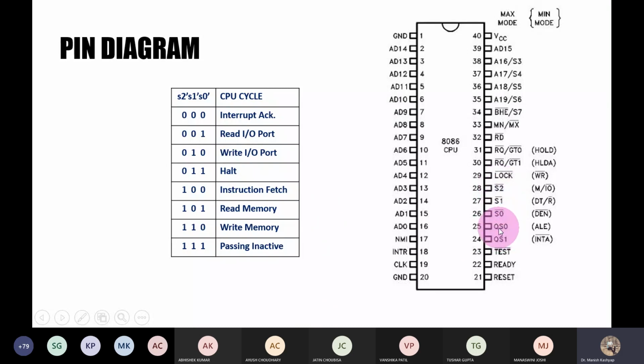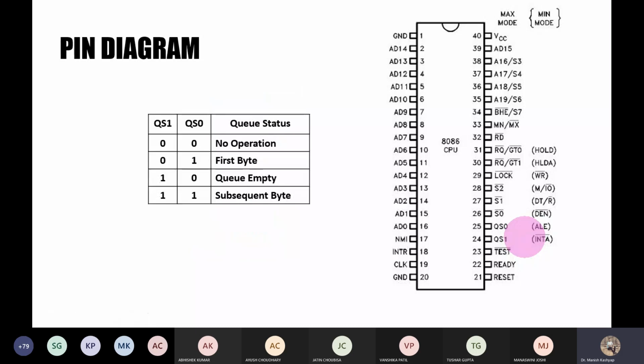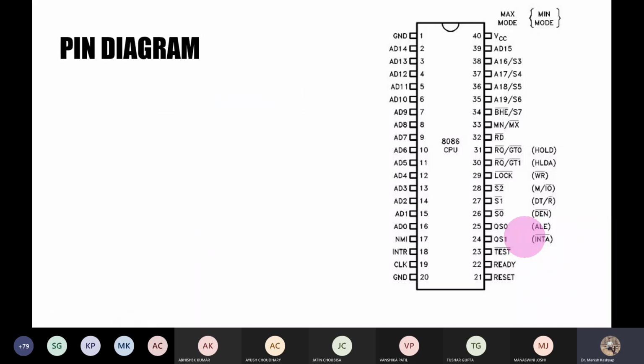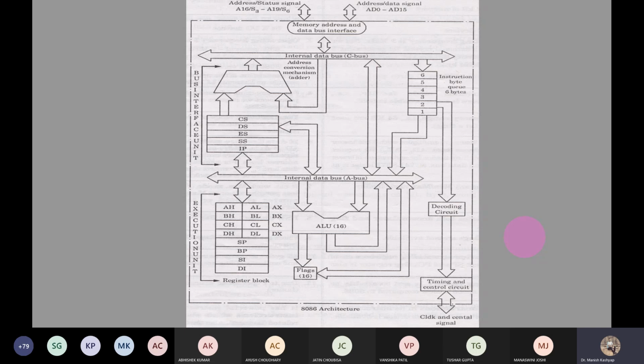Now these two pins are left, QS0 and QS1. So let us see what the QS0 and QS1 pins are doing. Let me first show you again the architecture that we have here. In this architecture, you can see that there is this instruction queue. So let's discuss something more about this instruction queue.